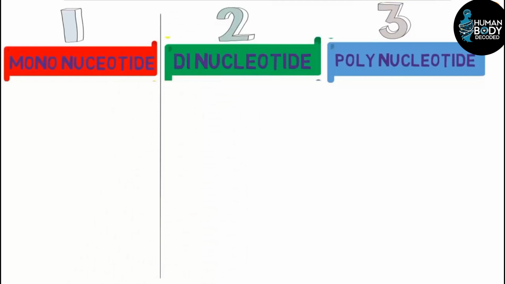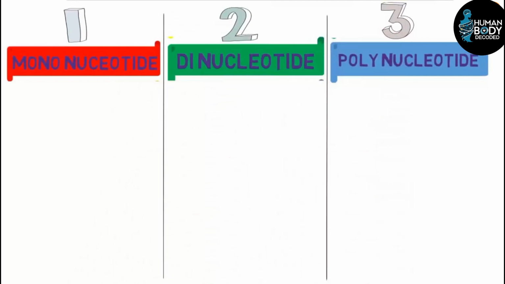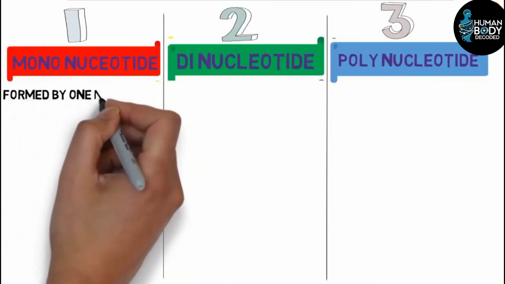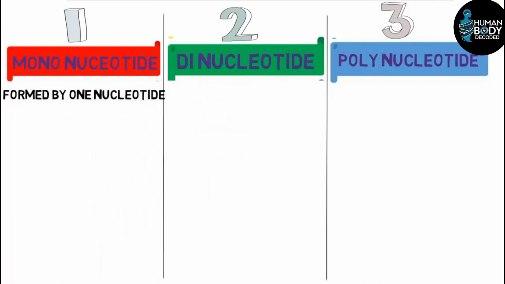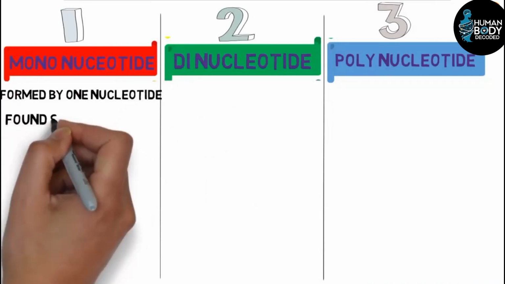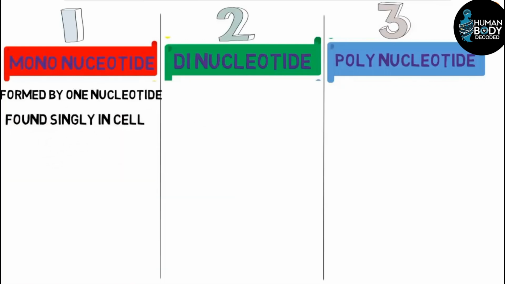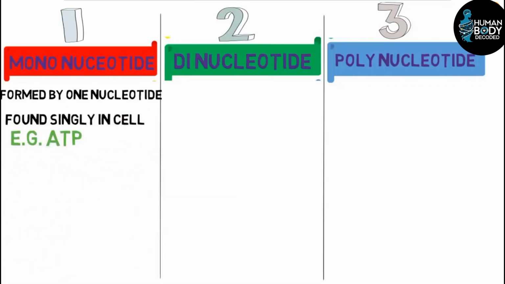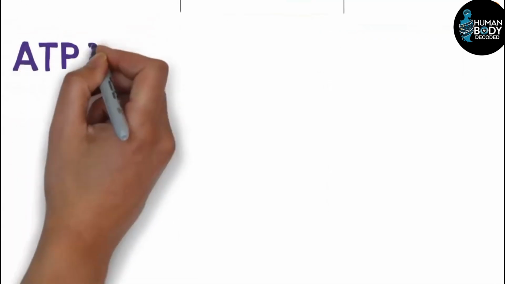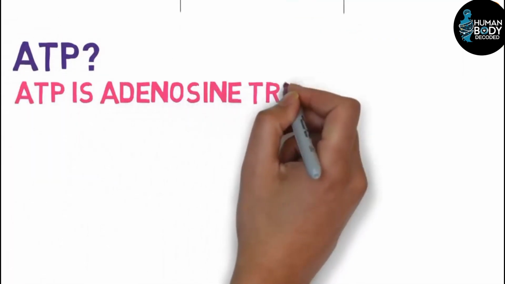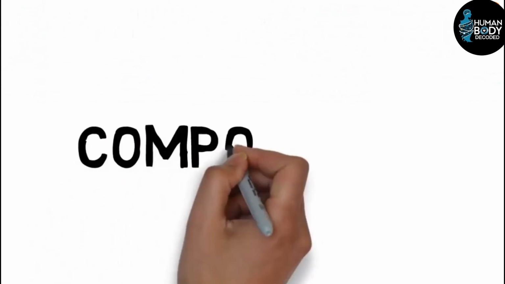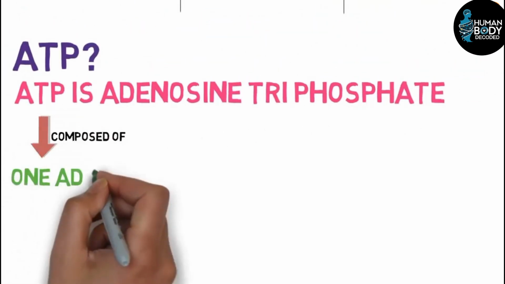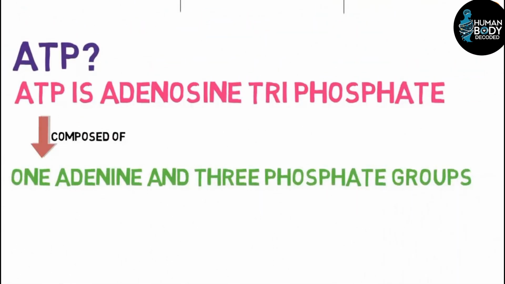The first classification, which we call mononucleotides, is made up of a single nucleotide. Mono means one, and it is always found single in the cell. Its example is ATP. If asked what is the full form of ATP, ATP is adenosine triphosphate. This means it is made of adenosine and 3 phosphate groups, meaning 3 phosphates and 1 adenosine combined to form ATP.